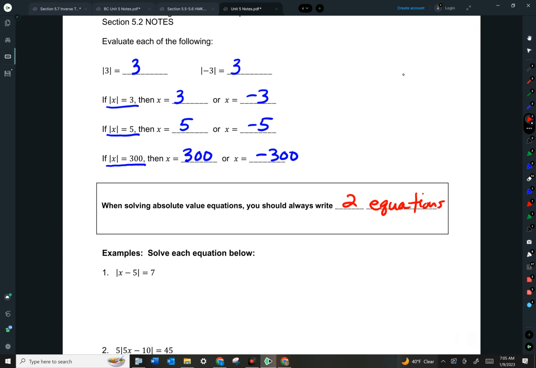Now, we are going to put a qualifier in there. Note, you don't want to write your two equations until you get the absolute value by itself first. So first, isolate the absolute value, meaning get the absolute value by itself.